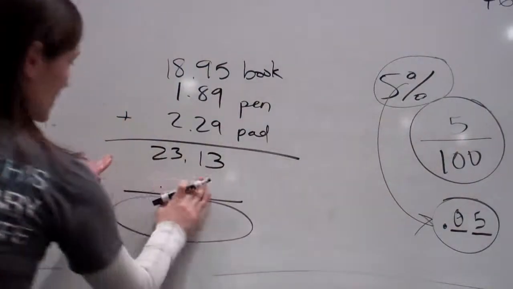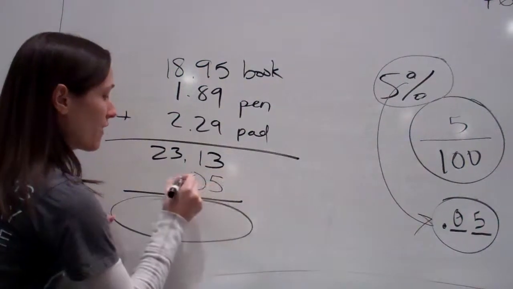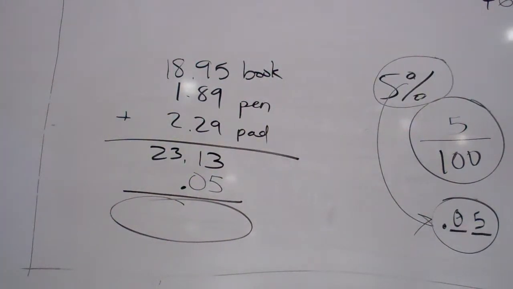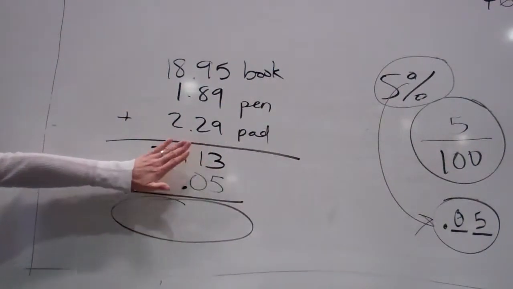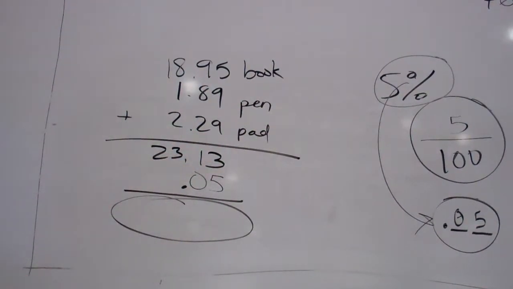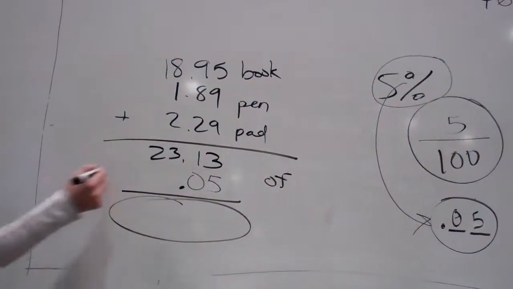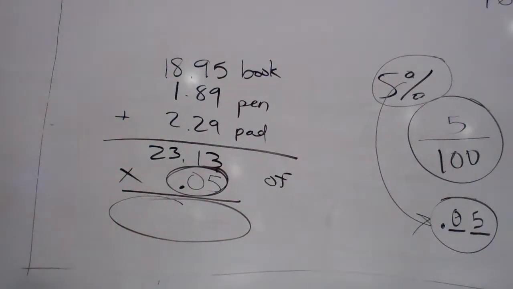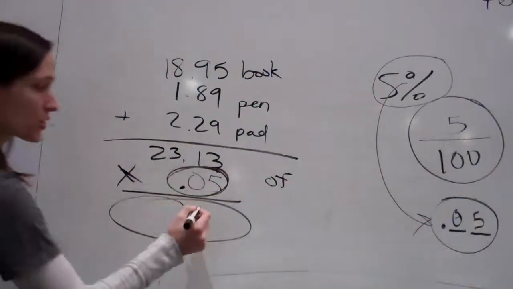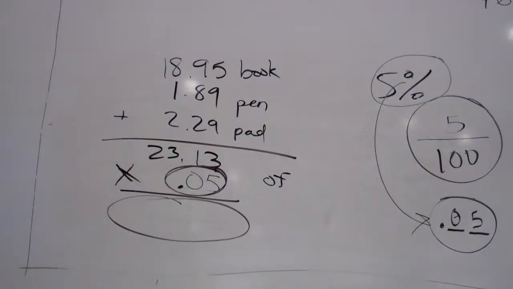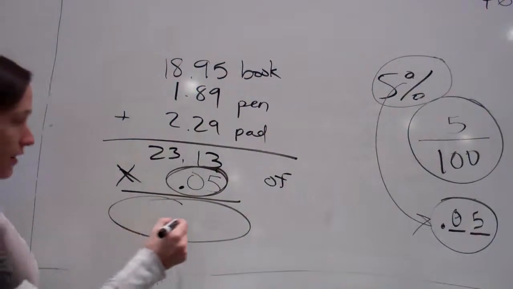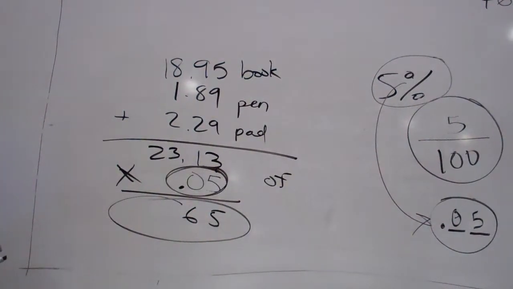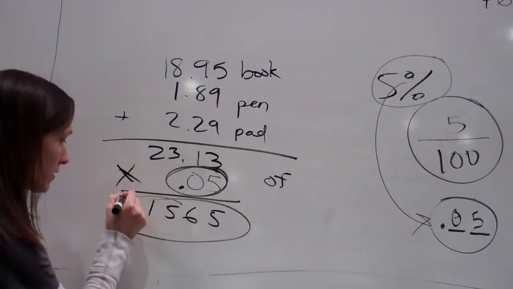So my tax is 5%, which is 0.05. I'm doing 5% of this amount, and of in math means what? Times. So I'm doing 5% of this number, which means times. So let's work it, and we end up getting, just to save time, 1.1565.